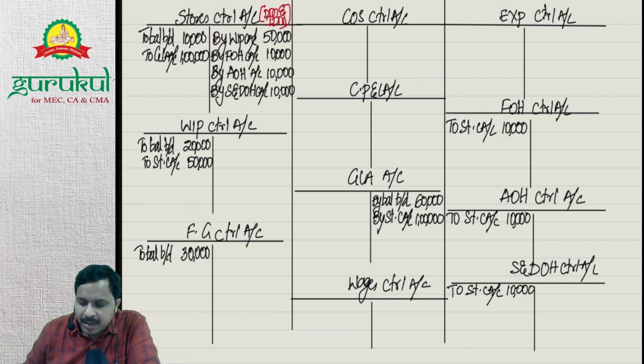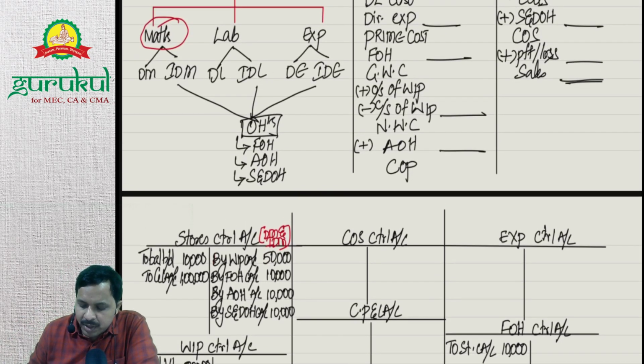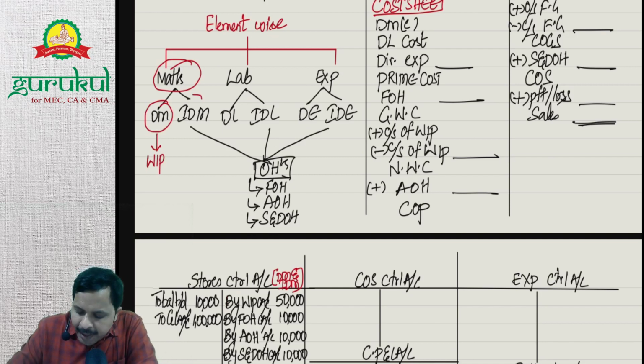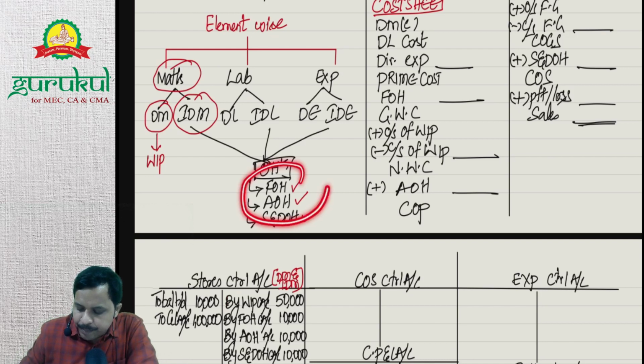Now what we have passed is what we have written in the diagram. First, direct materials have been transferred to which account? Work in progress. Indirect materials have been transferred to factory overhead, administration overhead, selling and distribution overheads.